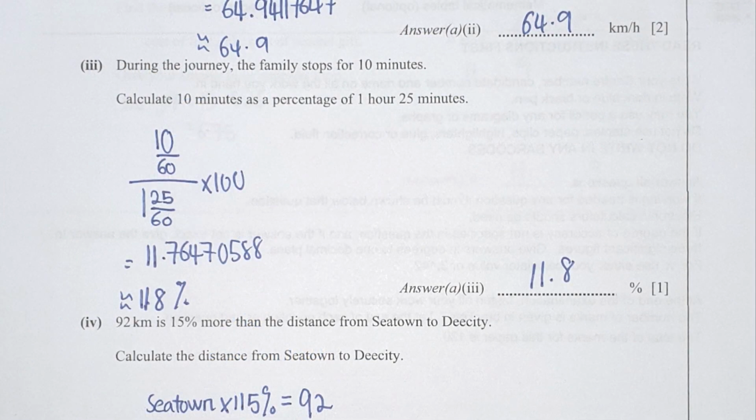Whereby for section 3, you stop for 10 minutes as a percentage of 1 hour and 25 minutes. To make my calculation easier, I convert the minutes into hours. So I took 10 over 60 divided by 125 over 60. Then I multiply it by 100 to get it as a percentage. After correcting it to 3 significant figures, I get the result as 11.8.